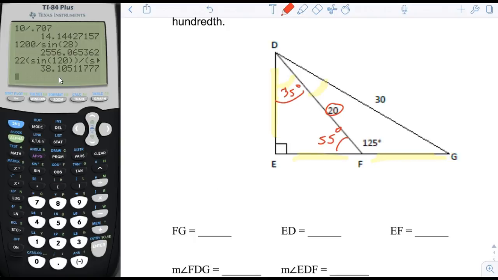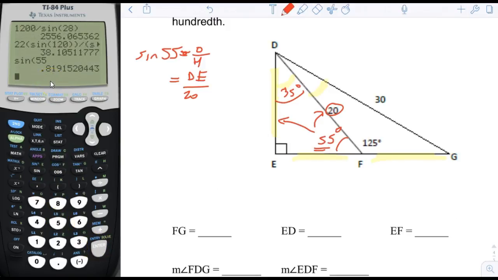Let's see. So let's look at it from the point of view of 55 degrees. We know the hypotenuse, and we want to know the opposite. So let's say the sine of 55 degrees is equal to the opposite over the hypotenuse. The opposite is this unknown length DE, and the hypotenuse is 20. Well, what is the sine of 55? The sine of 55 is equal to 0.819. Okay, and so DE is equal to 0.819 times 20, which is equal to 16.4.